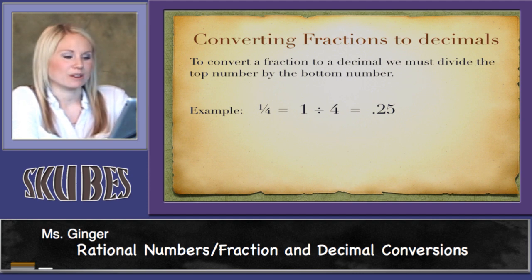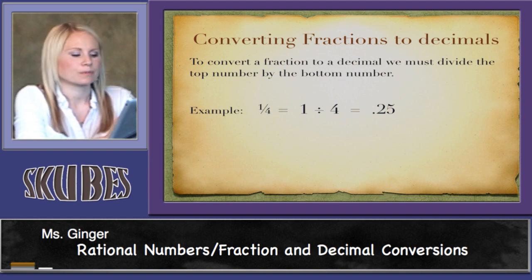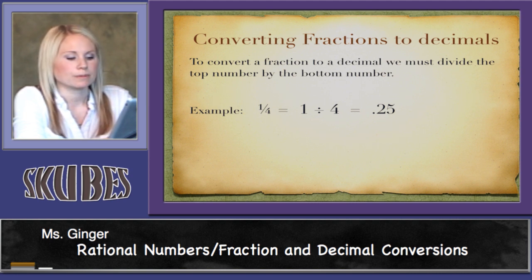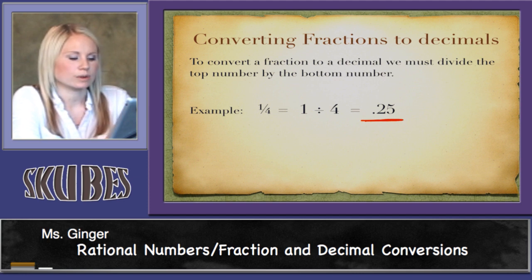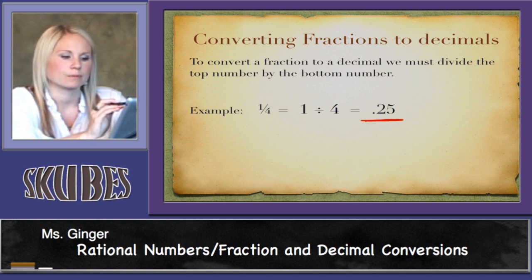Okay, now we're going to go the other way, fractions to decimals. Have an example here, 1/4. How would we take that to a decimal? Well, we're going to take our top number and divide it by the bottom number and see what we get. 1 divided by 4, if we type this in, we're going to get 0.25. So there is our decimal equivalent to 1/4.